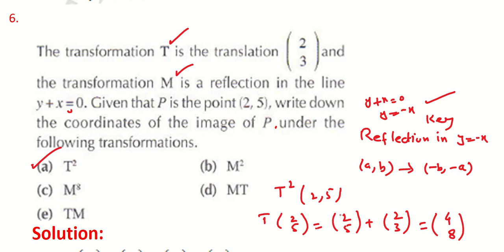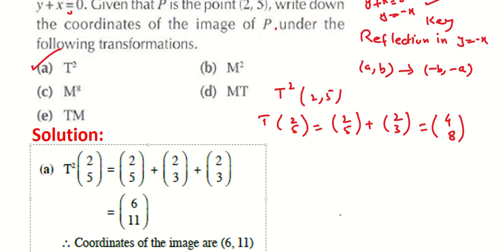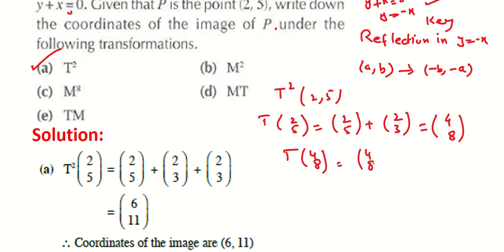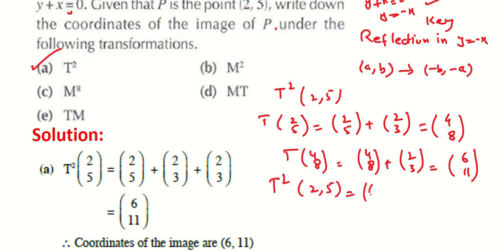This is the first translation. Second time we do the translation again on the resulting value, that is, on (4, 8). To (4, 8) we add (2, 3). The answer is (6, 11). (6, 11) is the answer after transformation of T square on (2, 5).